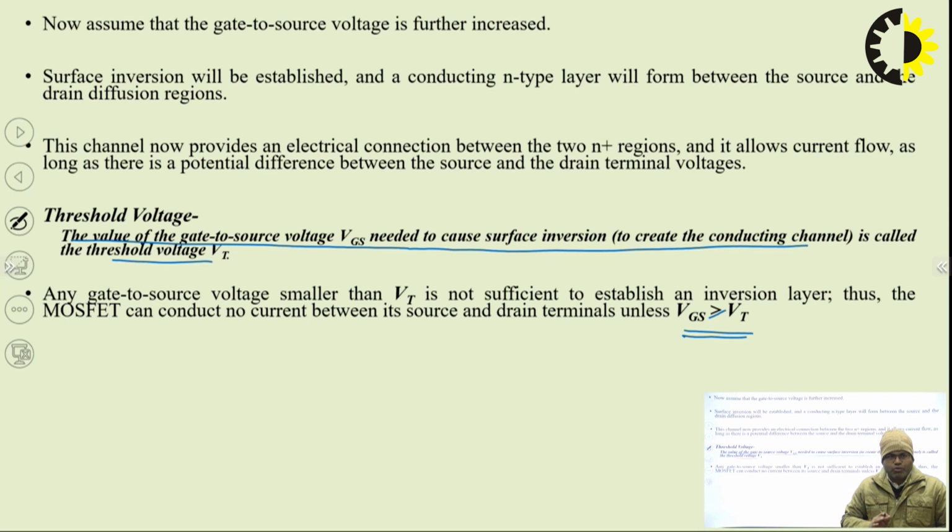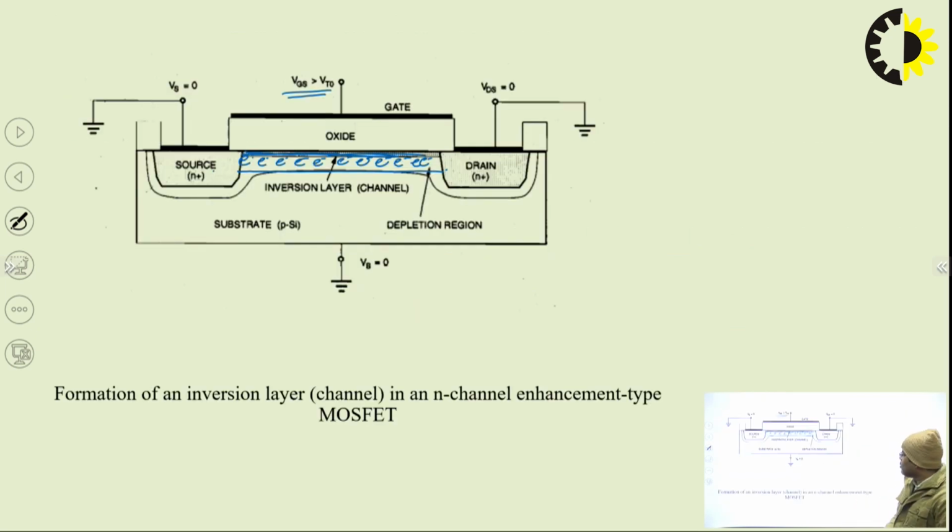The value of gate to source voltage needed to cause surface inversion, in fact to create a conducting channel, is called the threshold voltage. So, when VGS is greater than or equal to the threshold voltage, a channel is created between the n plus source and the n plus drain. It means electrons are available at the surface underneath the gate terminal. So, this surface is inverted by electrons.